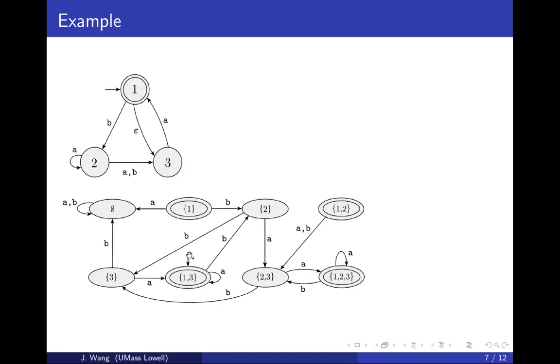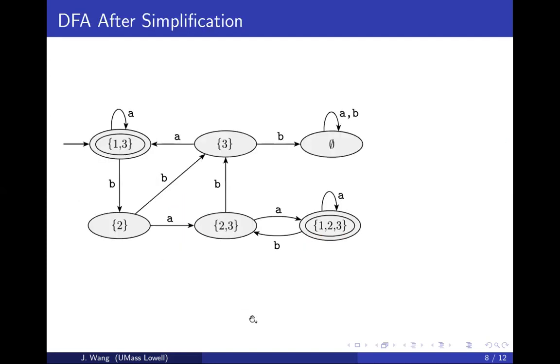Sorry, this is reachable, sorry. So you can start from here, go there, go there, go there. But this is not reachable, because there are no incoming edges. So these two are removed. So remove these two because they are not reachable. Okay, so after removing them, what we end up with is a simplified DFA.